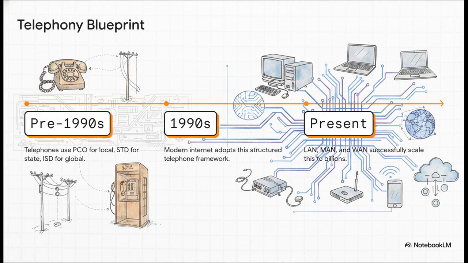So today, your local LAN acts just like a PCO, your citywide MAN is like the STD, and the global WAN serves as the international ISD. It is just an incredible evolution of a much older framework successfully scaled up to billions of digital users.